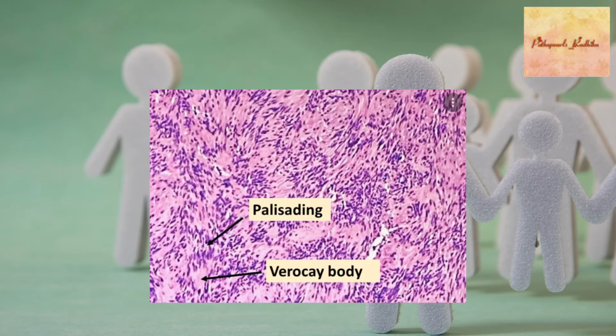Then what happens is the spindle cells will slide over each other. We call them palisading, right? So as you can see here, you have palisade. The nuclei will palisade and you have a central cell-free, nuclear-free zone. So this we call a Verocay body. Okay. So you have Antoni A area, Antoni B area, palisading and Verocay bodies. Now I think you can come to a diagnosis.